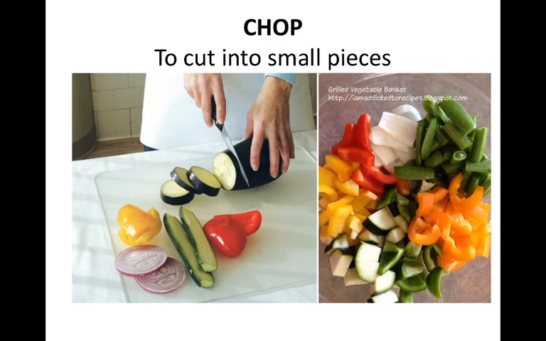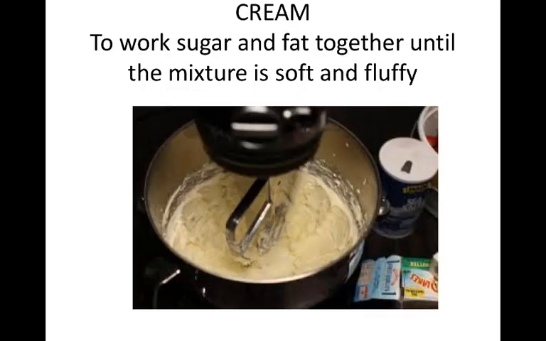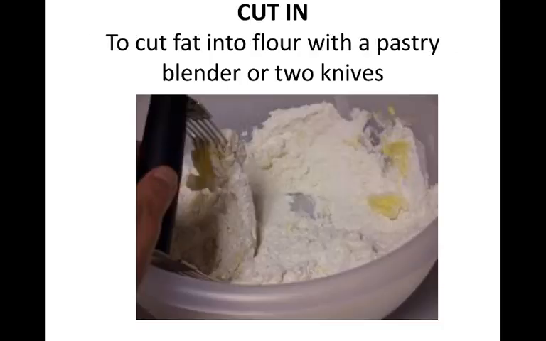Our first one is to chop. When you are chopping, this means that you're going to cut it into small pieces. Make sure that you always do them in uniform size pieces. That way they cook evenly throughout. Cream. When your recipe says to cream, this is working your sugar and fat together until it's really soft and really fluffy. Typically, this is going to be in a baking recipe.